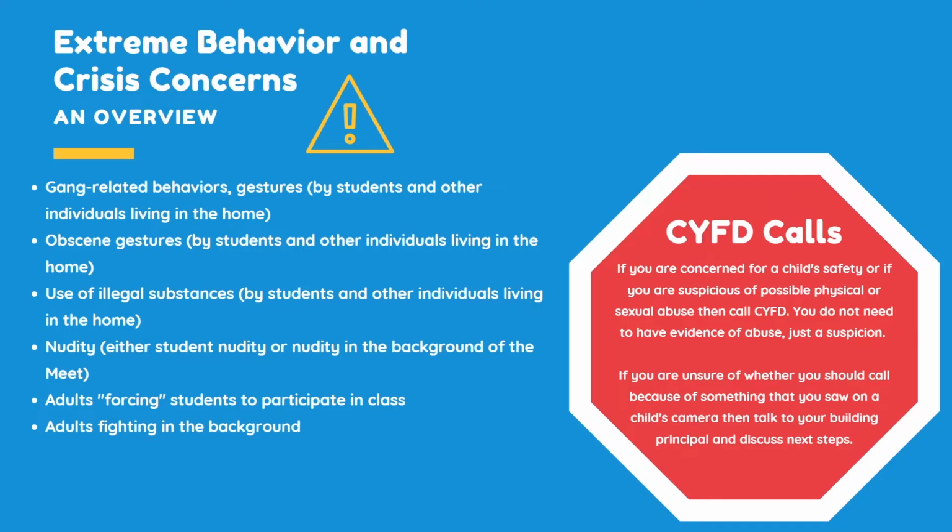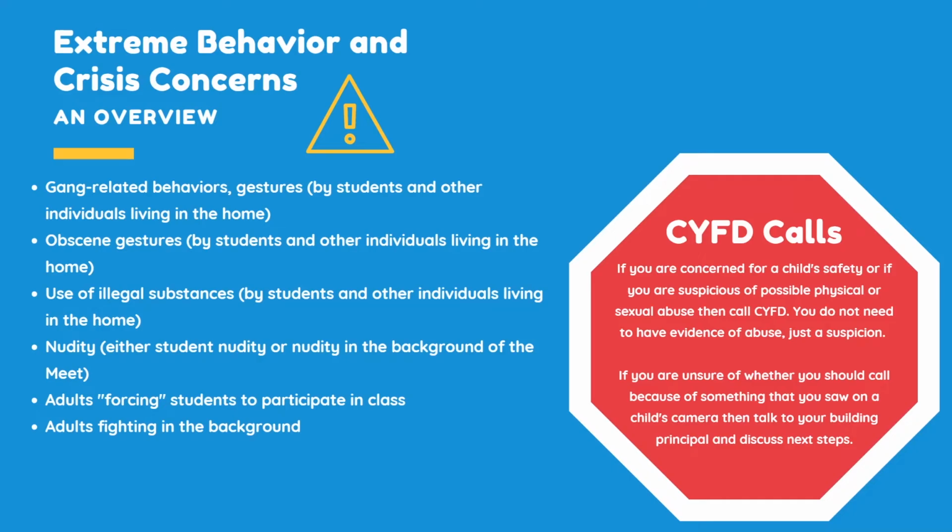Some of these events may also qualify as a CYFD call. So, if you are concerned for a child's safety, or if you are suspicious of possible physical or sexual abuse, then call CYFD. You do not need to have evidence of abuse, just a reasonable suspicion. If you are unsure of whether or not you should call CYFD because of something that you saw on a child's camera, then talk to your building principal as soon as possible to discuss next steps.